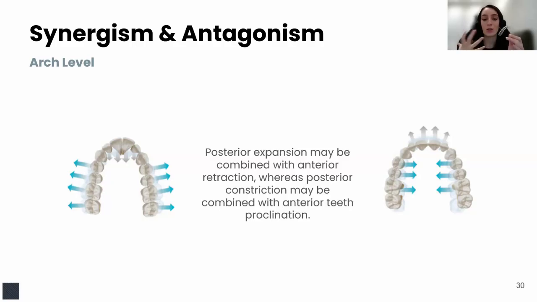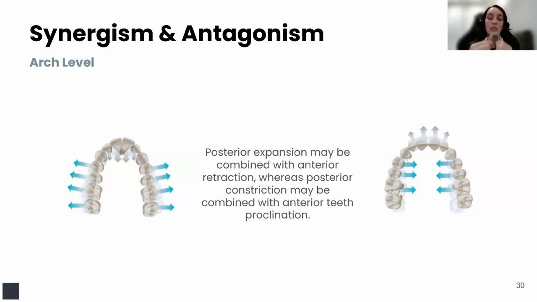So why is it that we like to combine posterior expansion with anterior retraction? Whenever I expand, it's very important for you guys to imagine how an aligner works, just for you to know why we plan these movements together. When I plan for expansion, this posterior force will result in the anterior segment being retracted. So whenever I'm expanding, the aligner actually pushes the anterior teeth back.